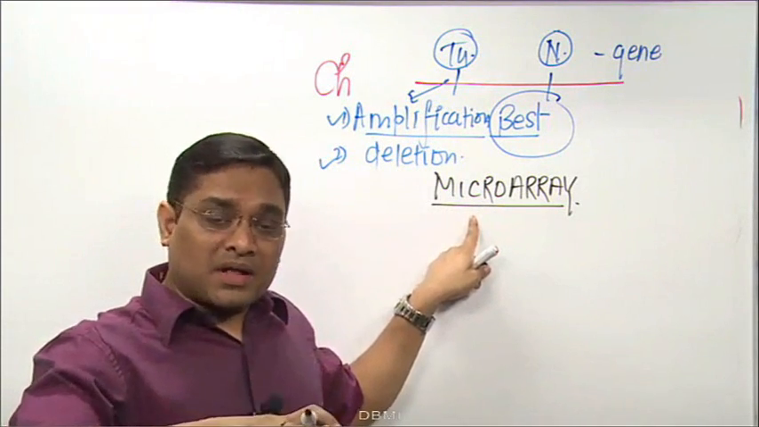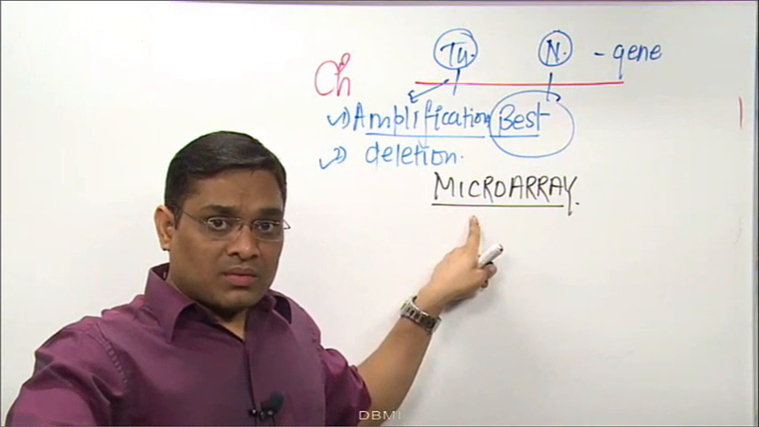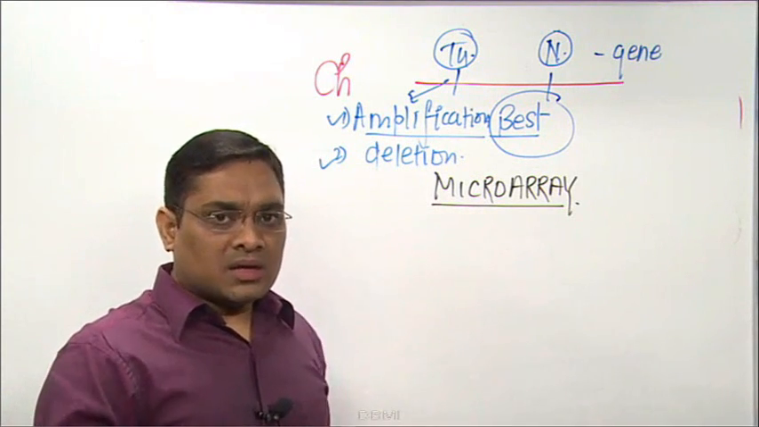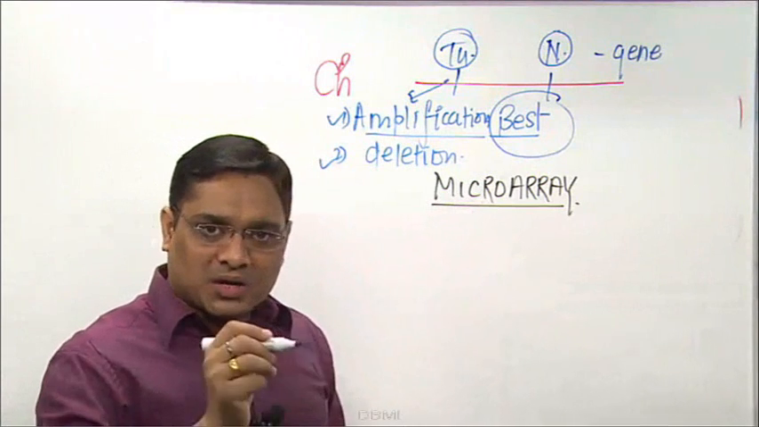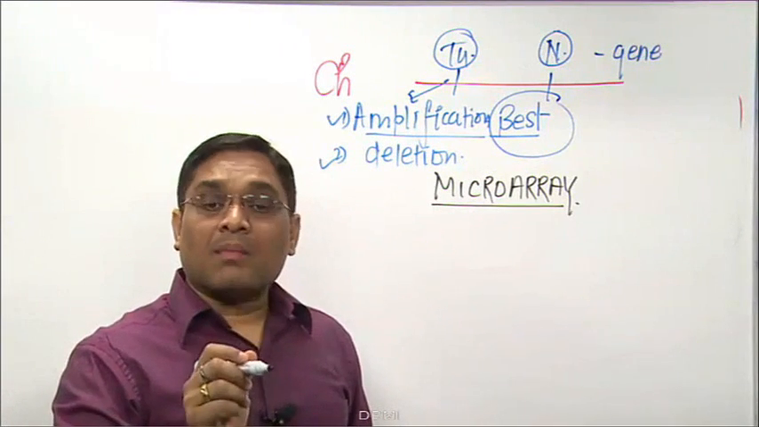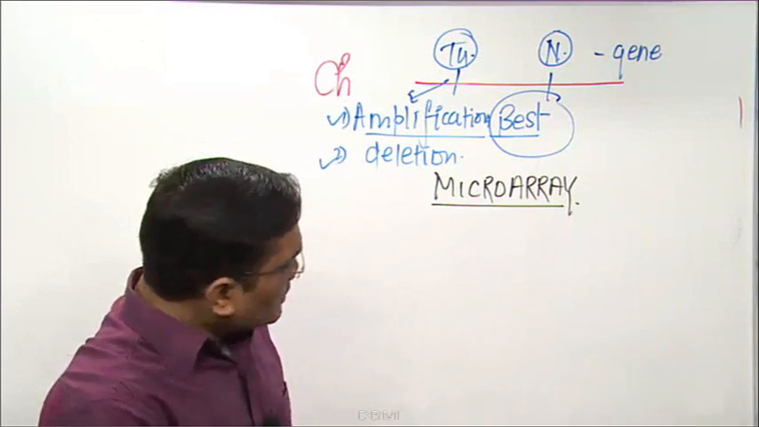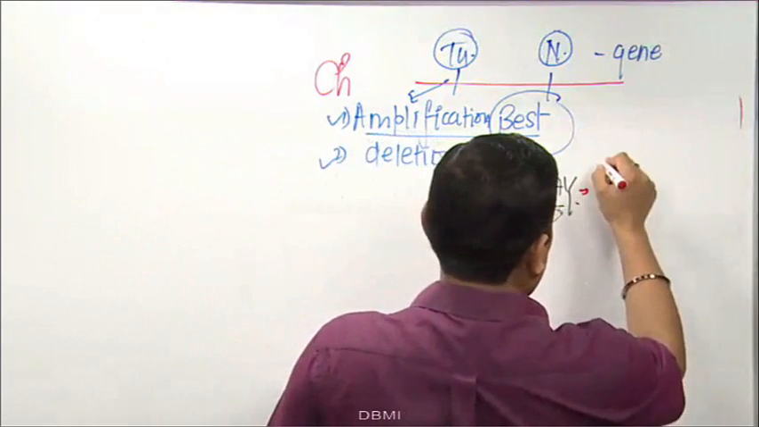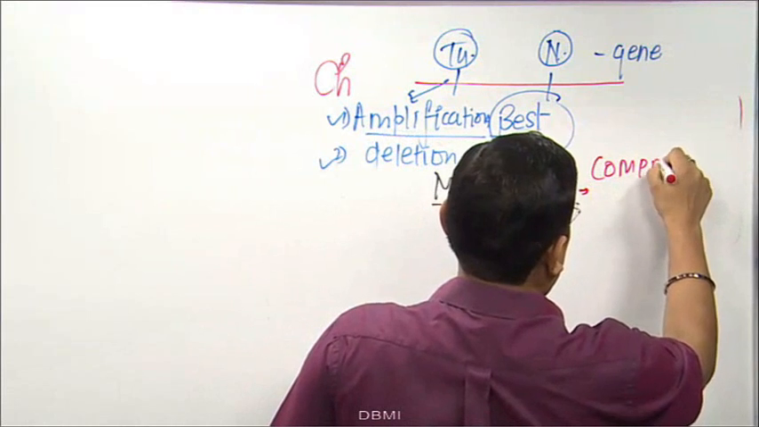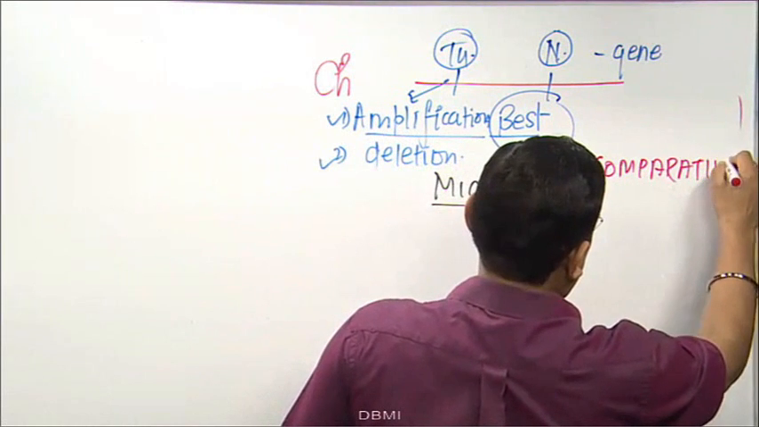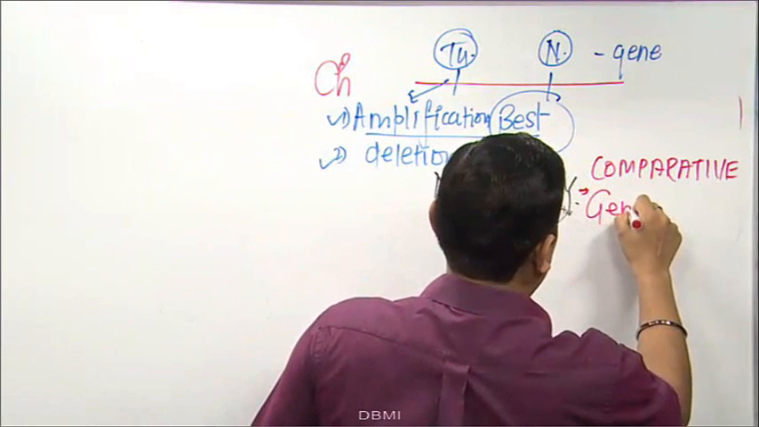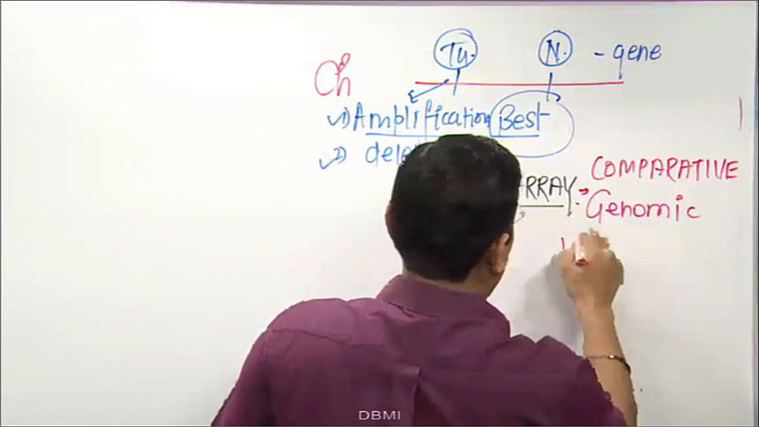By this hybridization, what are we doing? Comparing. So this method is called microarray based comparative genomic hybridization.